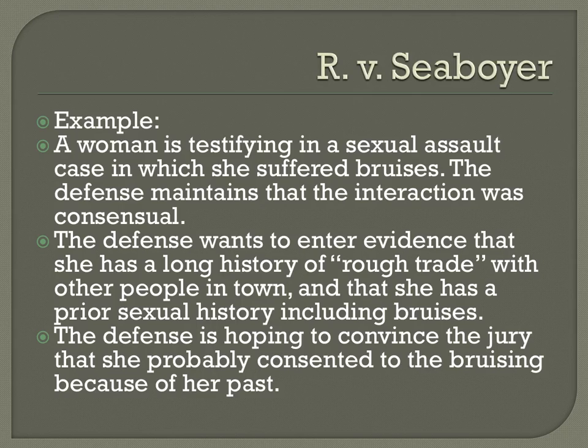Now, as part of their defense, what they wanted to enter into evidence was testimony from other people in the town who knew the woman and were going to testify that she had a history of liking rough sexual encounters with other people in town, and that this was part of a prior sexual history that included her being bruised in other consensual cases. Now, the defense was trying to convince the jury that she had consented to bruising in the past, and therefore that just because she had bruises this time shouldn't be held against Mr. Seaboyer, because this is just normally how she proceeds.